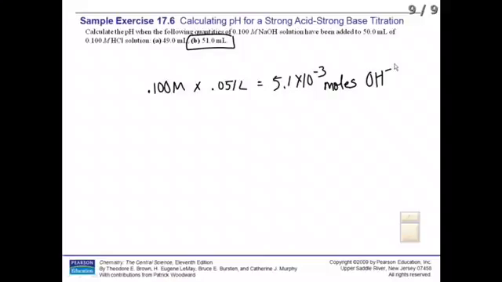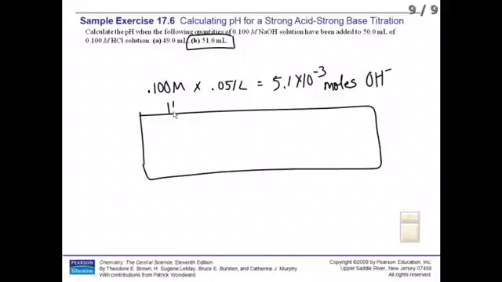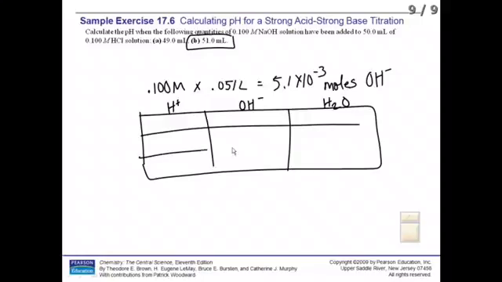So now, when you do your ice table, it looks like we have more OH than we did last time, right? So it's going to be just a slight tad bit different. In the ice table, your H plus is going to start with the same as part A. This will be 5.00 times 10 to the negative 3. This guy is right here, it's 5.1 times 10 to the negative 3. Okay, this guy starts off with 0.